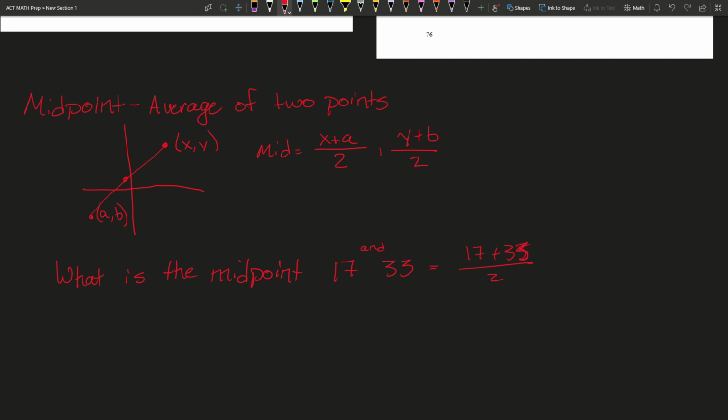Yes, yes. So you get 50 divided by 2, which is 25. Good. Okay. And the reason this works is because when we're just talking about two normal numbers, we're talking about a number line. So we're talking about -1, 0, 1, 2, 3, 4, all the way up to infinity. So we're just talking about a one-dimensional number line.